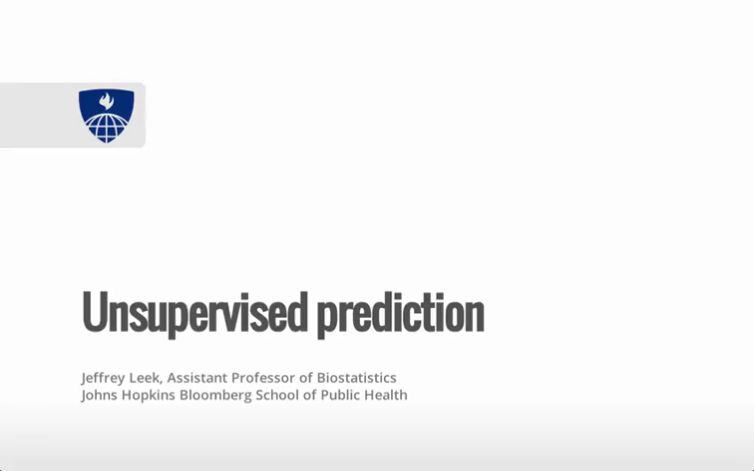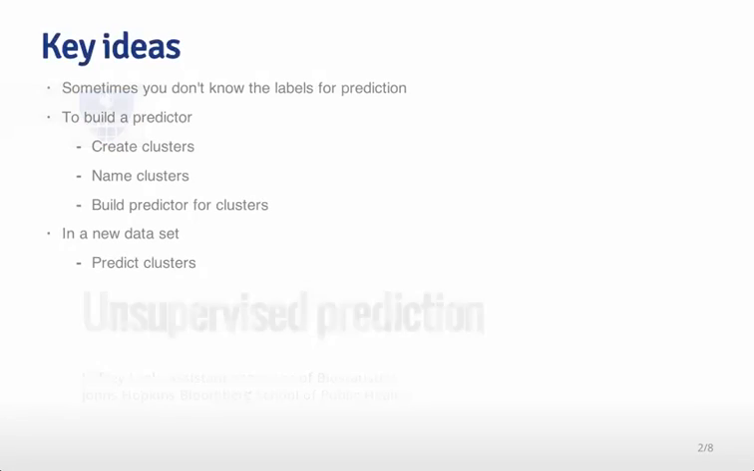So in the examples we've talked about so far in this class, you often know what the labels are. In other words, you're trying to do supervised classification. You're trying to predict an outcome that you know what it is. But sometimes you don't know the labels for prediction, so you have to discover those labels in advance.